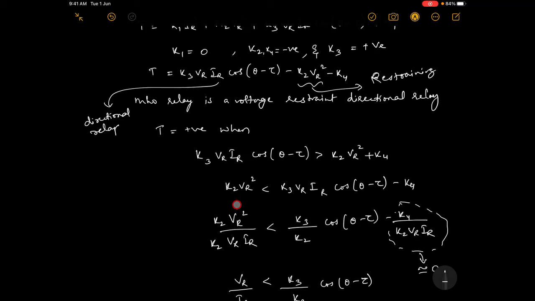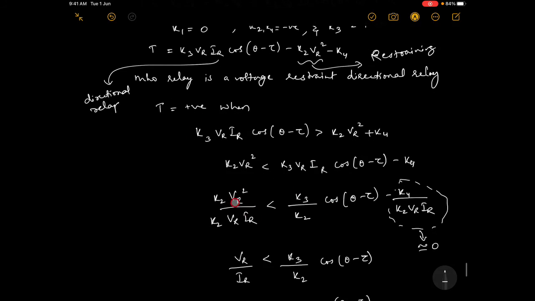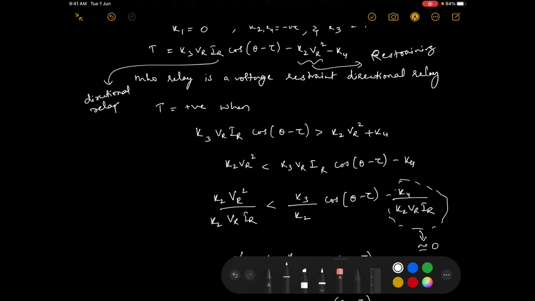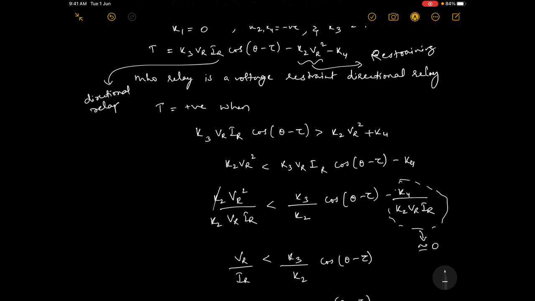Now there is a small mathematical substitution. I divide throughout the equation by K2 VR IR. Here K2 cancels, and one VR and another VR cancels, so VR by IR remains. In the next term, K2 VR IR is divided, so K2 remains and VR IR cancels. And K4 is divided by K2 VR IR.